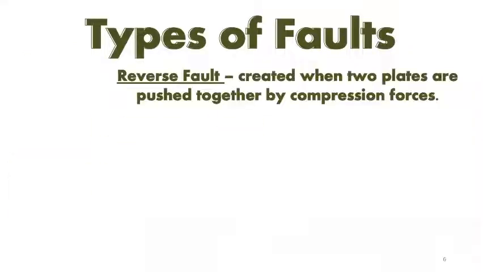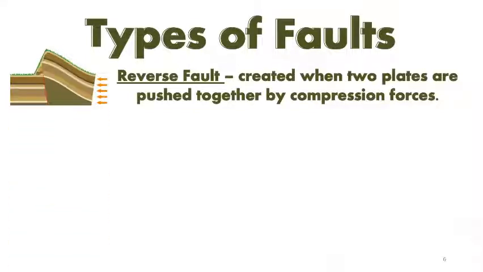Next, types of fault. We have three major types based on your reference. When we talk about reverse fault, it is created when two plates are pushed together by compression forces. If you can still remember, we discussed different types of stresses, and one of those is compression. So when two plates are pushed together due to the compression forces, this results in what we refer to as reverse fault.